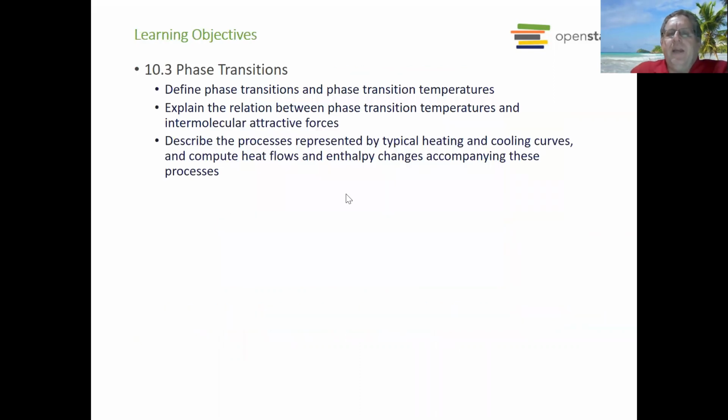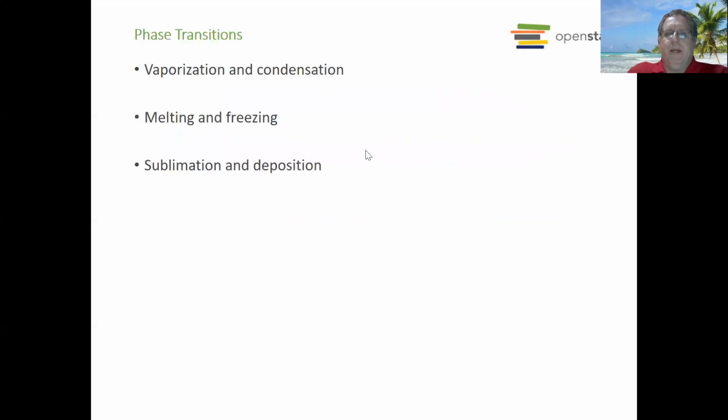Now we want to look at phase transitions, and this is where we go from a solid to a liquid, or a liquid to a gas, or a gas to a solid, as I discovered when I tried to go out and leave this morning, and I could not see through my windshield because frost had formed on it. Okay, the frost didn't form from a liquid, it went straight from water vapor in the air to my windshield. Okay, so there are different phase transitions.